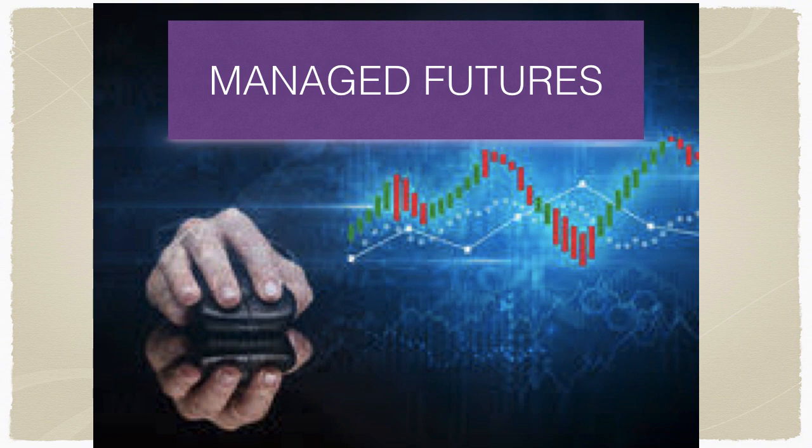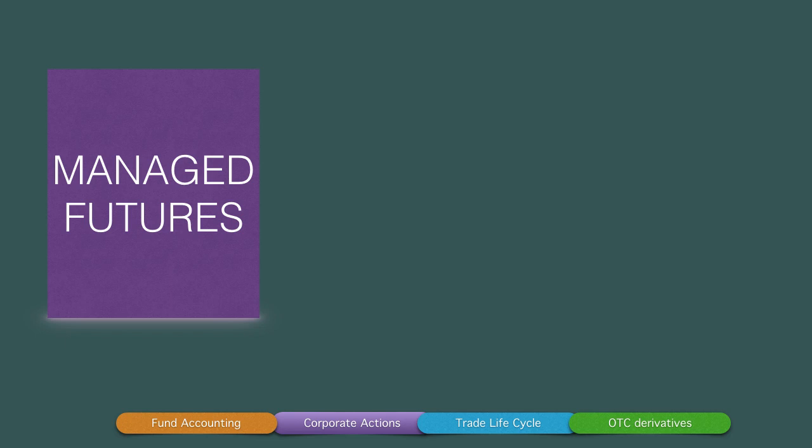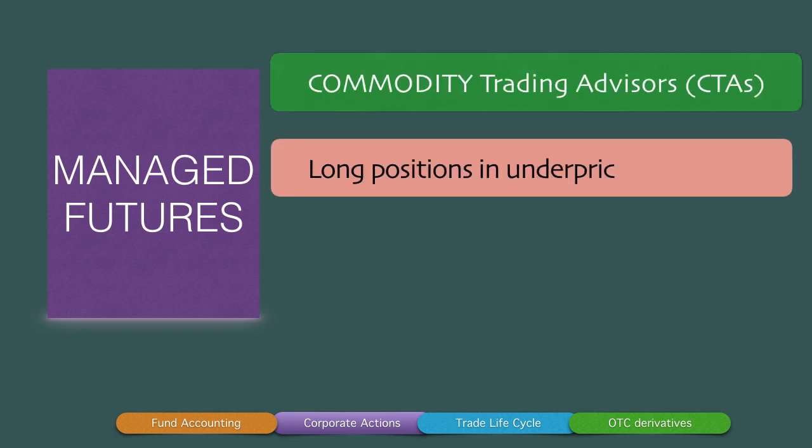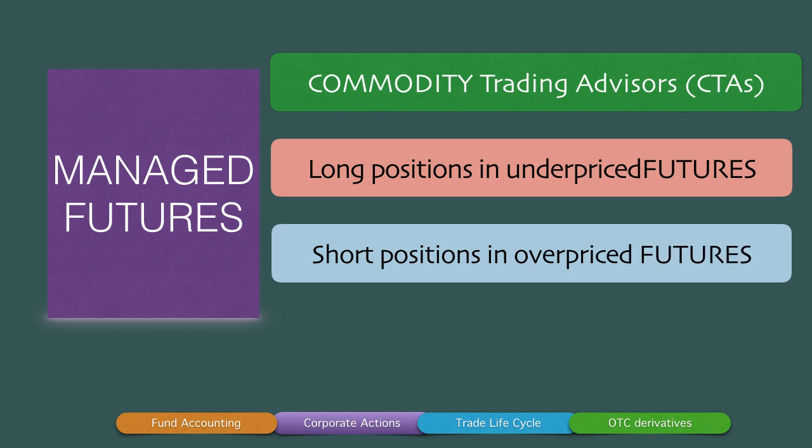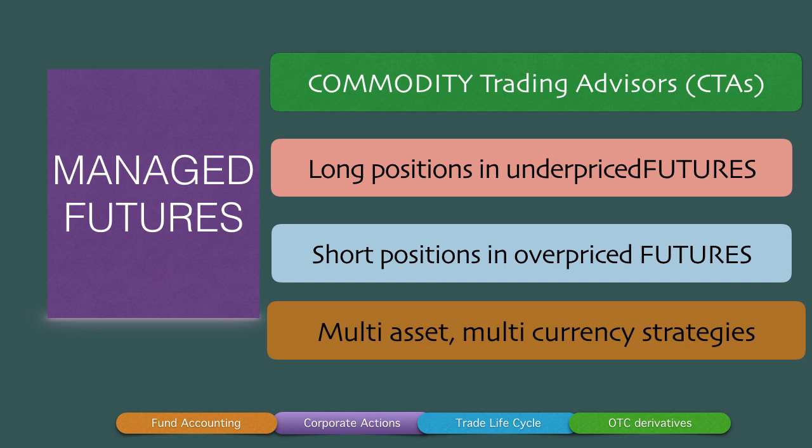And now, a very popular kind of hedge fund strategy is managed futures. Managed futures include commodity trading advisors, long positions in underpriced futures. The commodity trading advisors are the agencies who are used by hedge funds to trade in managed futures because of the nature of the underlying asset, that is, commodities. These could be long positions in underpriced futures or short positions in overpriced futures. This could be multi-asset, multi-currency strategies, and these kind of strategies are very popular with hedge funds as well.